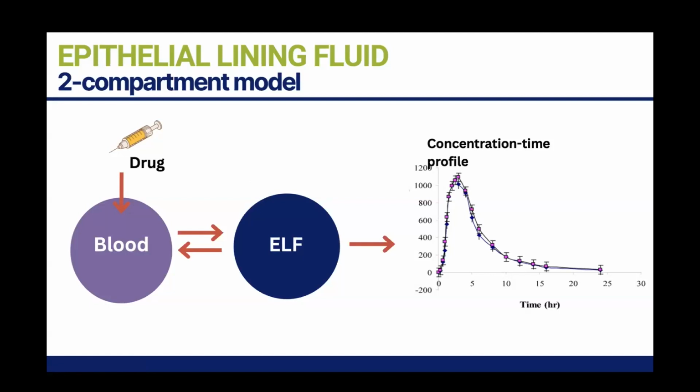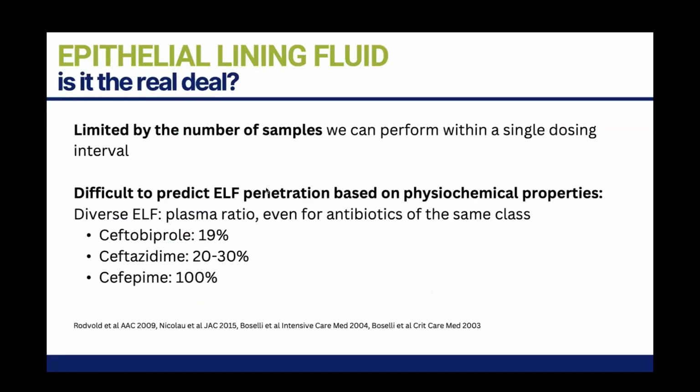So I want to move on to what are the issues with the ELF sampling. So this is the first issue with the ELF sampling. Because putting into perspective, say that this is ceftriaxone, that is dosed every 24 hours, we would need to perform BAL 18 times to create this graph in a patient. But in the real world, we cannot do this because we are limited by the number of samples we can perform within a single dosing interval.